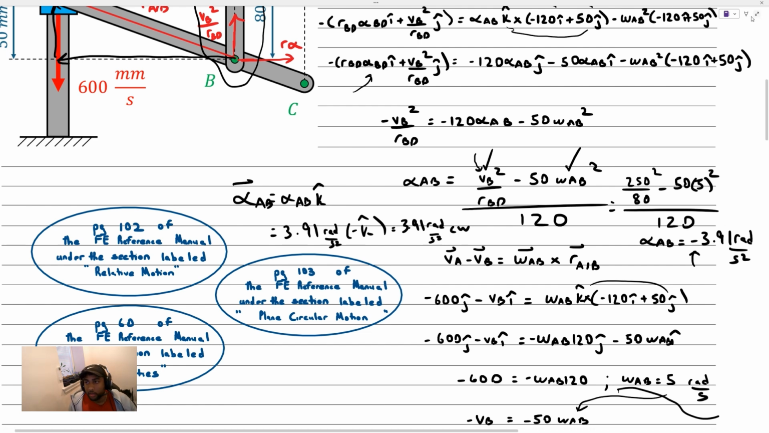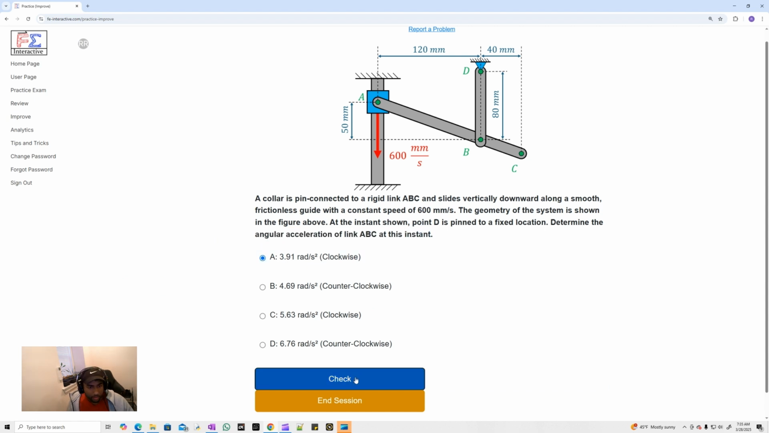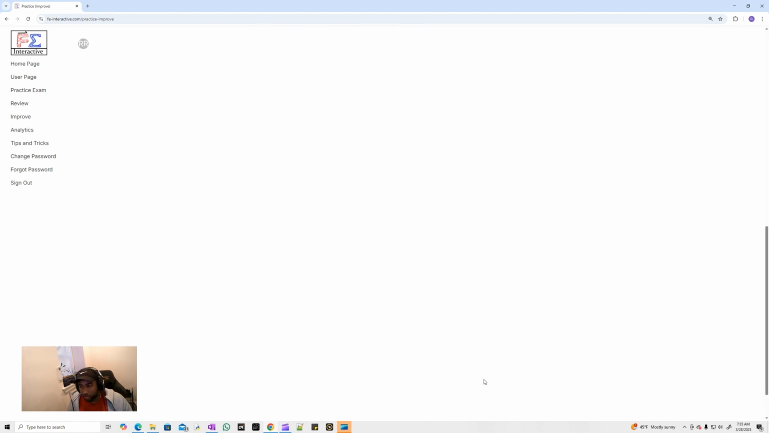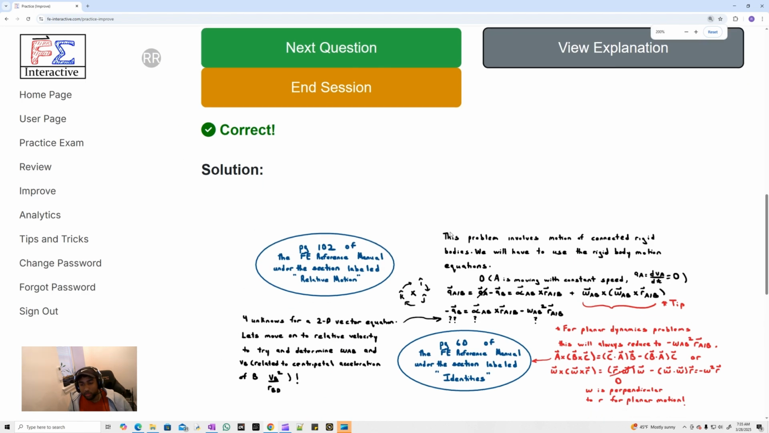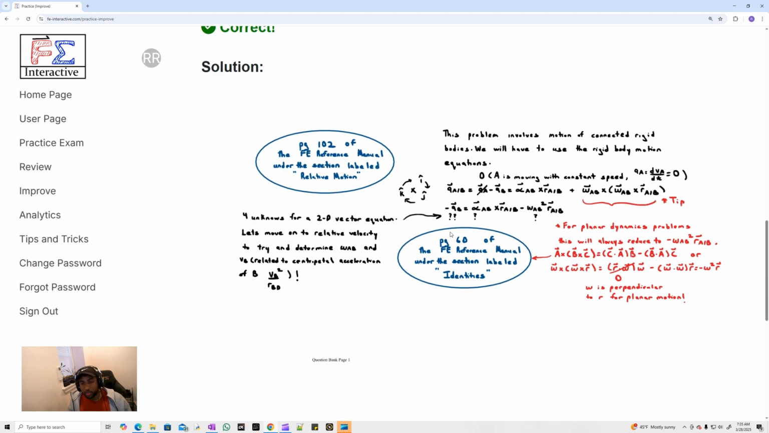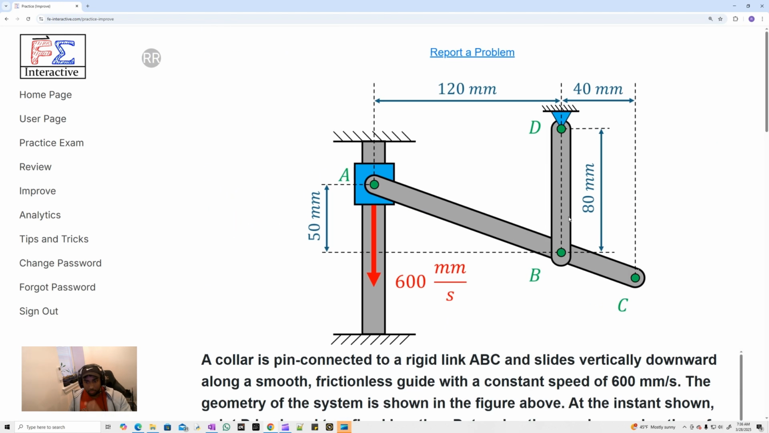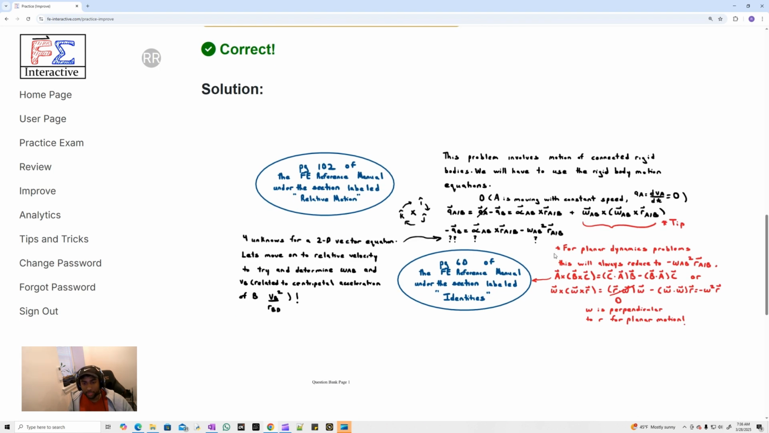Let's go ahead and check our answer here. Okay, so we got the answer correct. If we read through the solution here, just to quickly review what we did, we started with the relative acceleration equation. We recognized that point B had simple circular motion. We reviewed that circular motion, and we also made this simplification on the double cross product, giving us a pretty simple equation here.